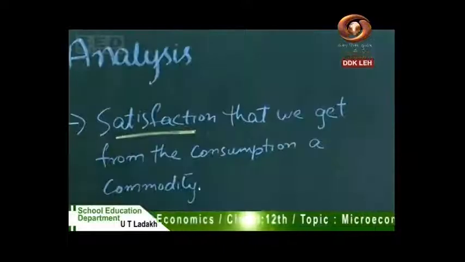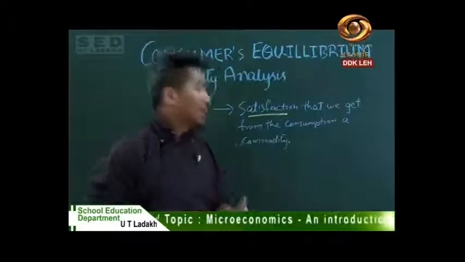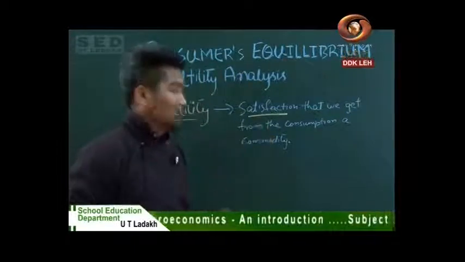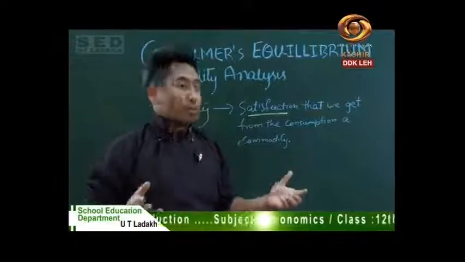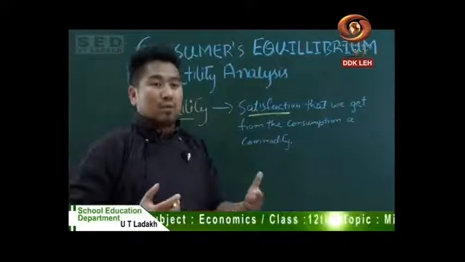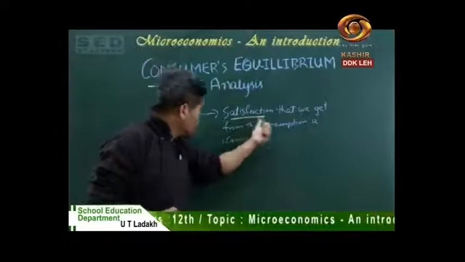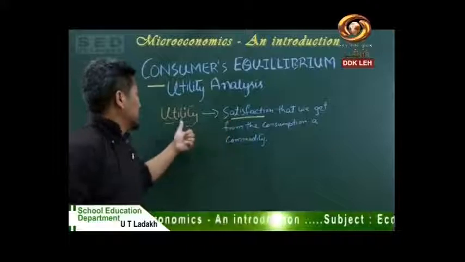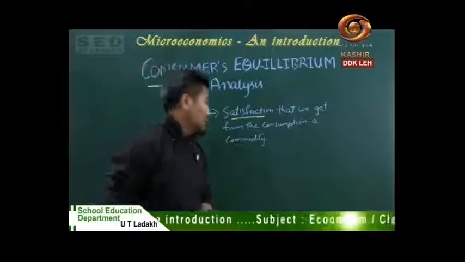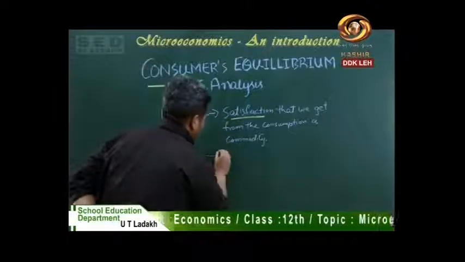Okay, like you desire a mobile phone, and your father buys it for you. And you get a feeling like, wow, I got it, right? Wow, I got the mobile. The feeling that you get is called satisfaction. In economic terms, it is called utility. That is the satisfaction. And it is also called the want satisfying power of the commodity.